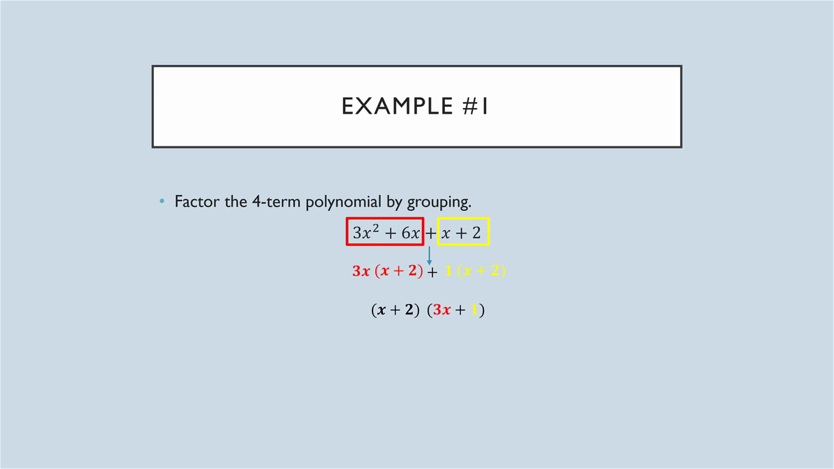In this case, it would be 3x in the red from those first two terms, and then we have the plus 1 from the second two terms. And these two factors, these two binomials, are going to be the factors that we end with. So this would be considered factored form. That's the end of this problem. We will eventually take this on further and find x-intercepts with quadratics, but we are only focused on factoring right now. So this problem would be done. Let's go look at example number 2.